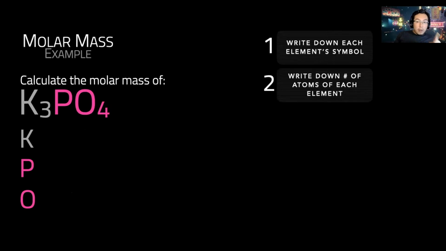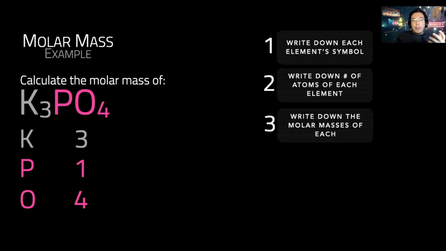Notice here we do have some subscripts. These subscripts are going to be the amounts, remember. This is how many, you can count them. So for potassium, there's 3, because 3 is over there. Phosphorus, there's only 1, because there's no subscript whatsoever. And for oxygen, there's 4, because there's the 4.